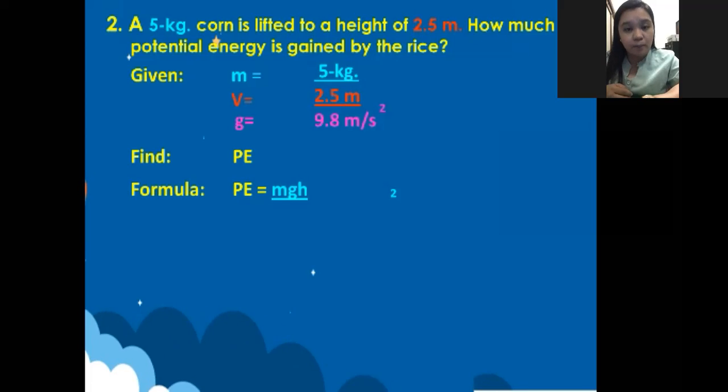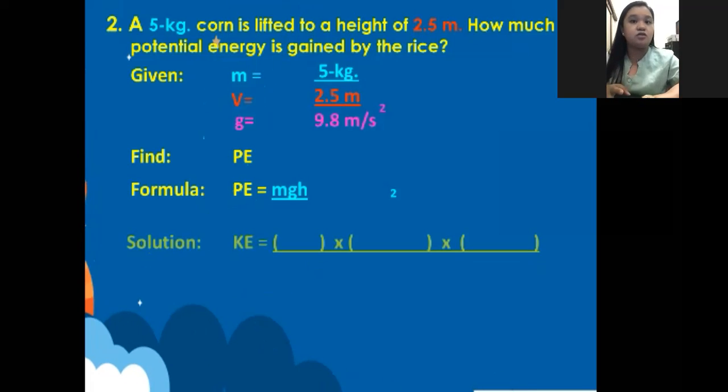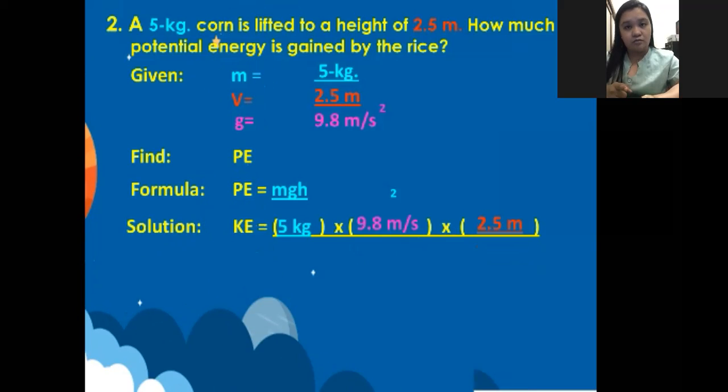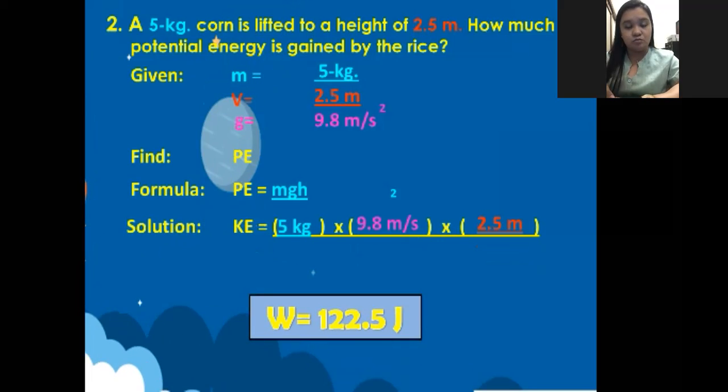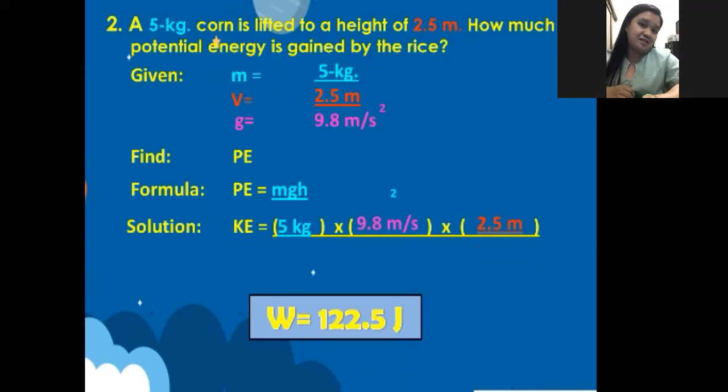So find the potential energy. M times g times h. Just fill in the blanks. 5 kilograms, then 9.8 meters per second squared, then 2.5 meters. So the answer will be 122.5 joules. It's just as easy as that.